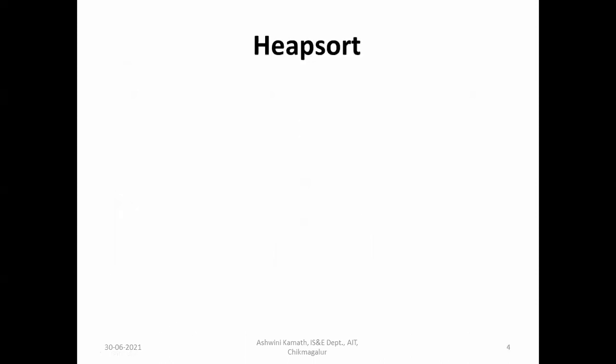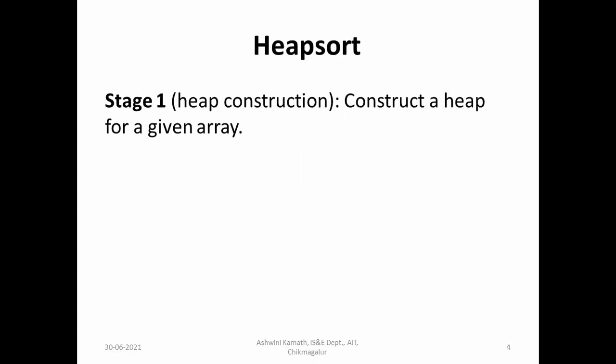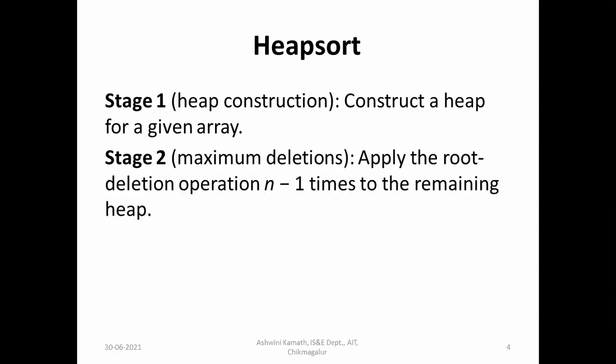Okay, so let us discuss heap sort, how it works. Stage 1: we have to construct the heap. Construct a heap for a given array. Stage 2 is maximum deletions. Apply the root deletion operation n-1 times to the remaining heap. So n-1 times we have to apply the root deletion algorithm, which we have discussed just now.